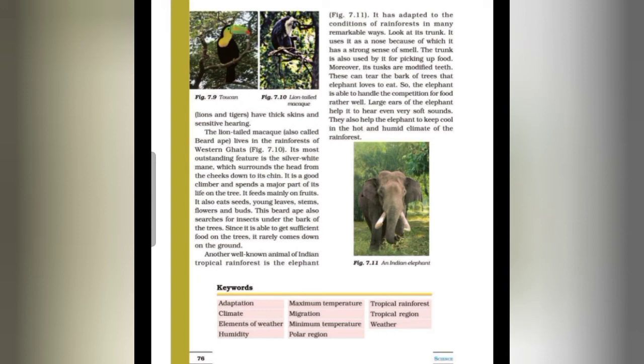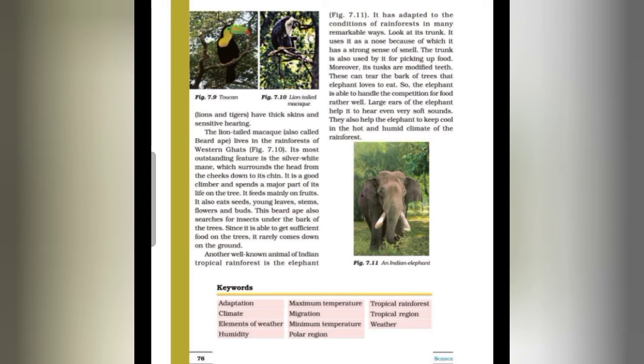So now we are talking about the adaptations in lion-tailed macaque. The lion-tailed macaque has a silver white mane which surrounds the head from cheeks down to its chin. This gives the monkey its German name, that is beard ape. The tail is medium, approximately 25 cm, and has a black tuft at the end similar to the lion's tail.